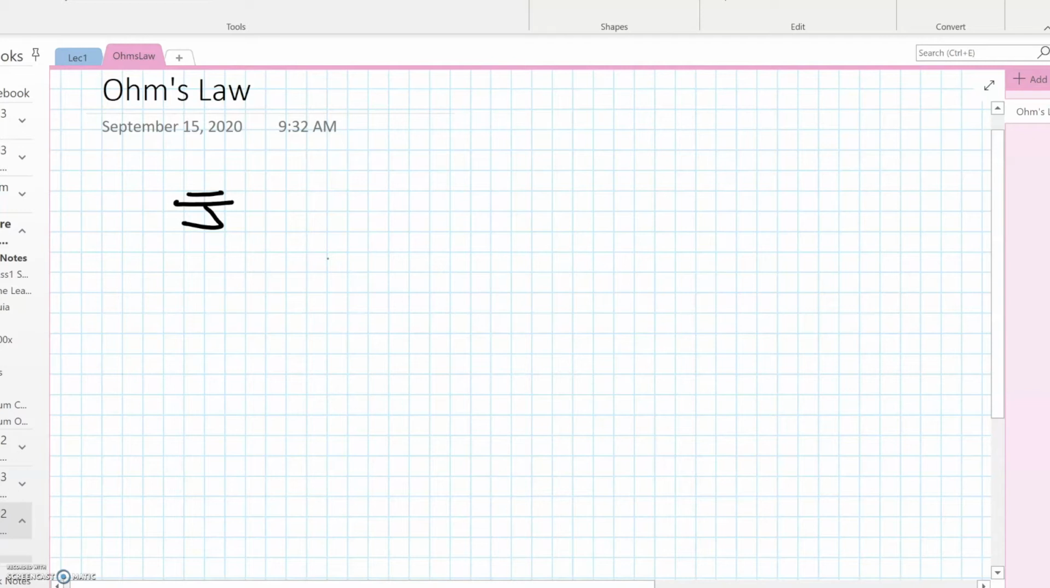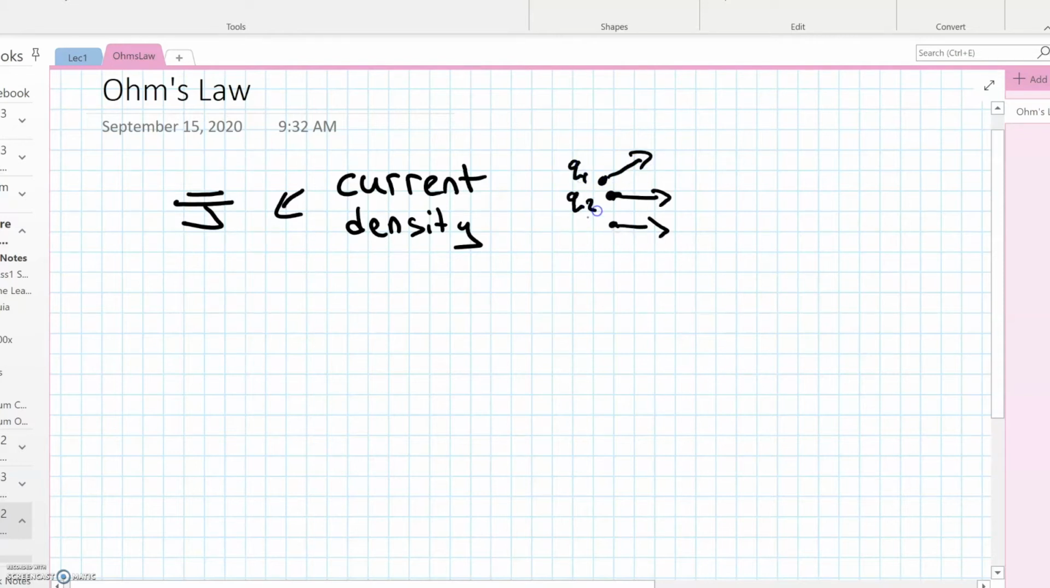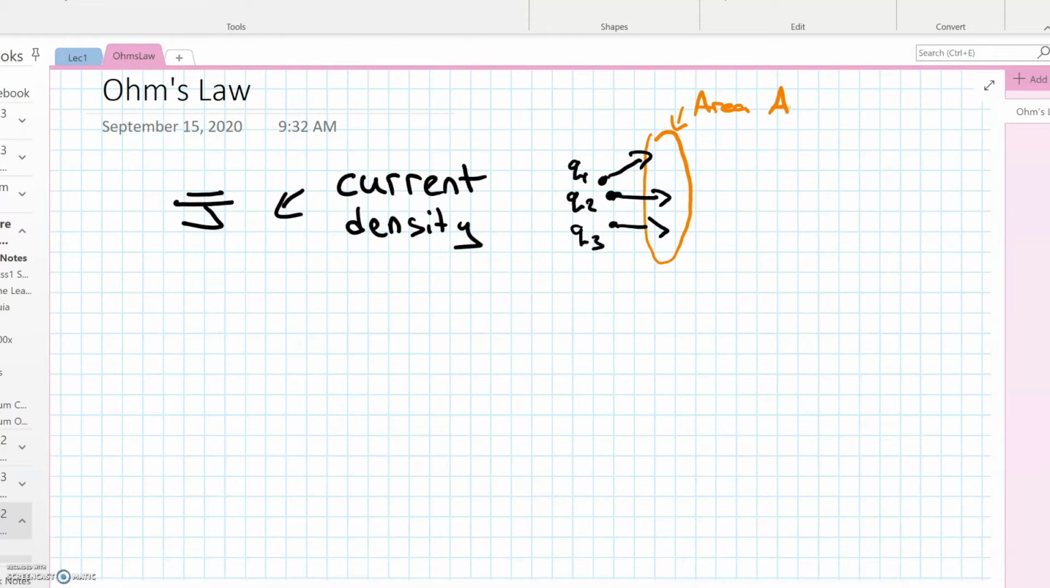But let's take a further step back and ask, what is this J? This J is what's called the current density. So imagine we had a bunch of charges floating in three-dimensional space, and they're passing through some surface with area A. We can ask how much current or how much charge is flowing into that surface per unit time. And that is the current density.